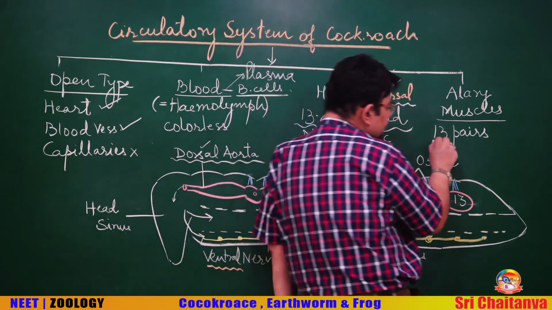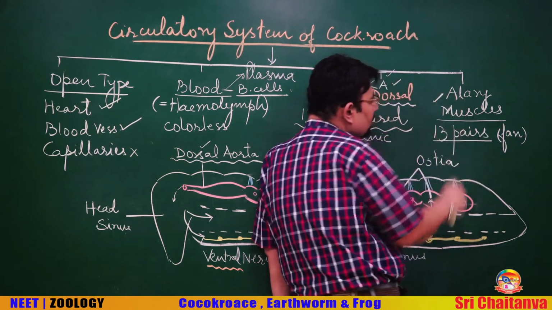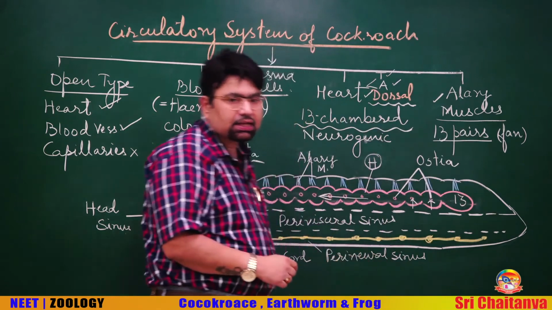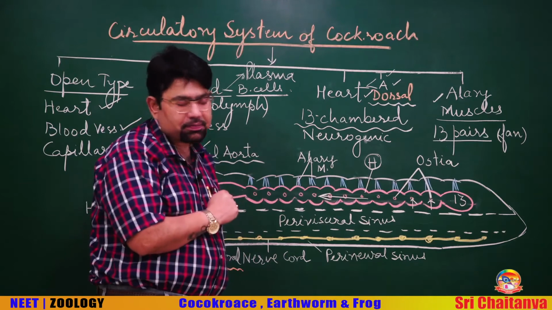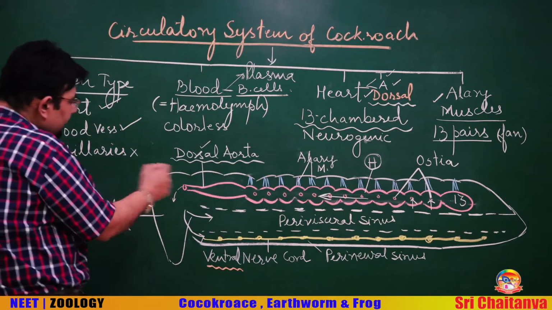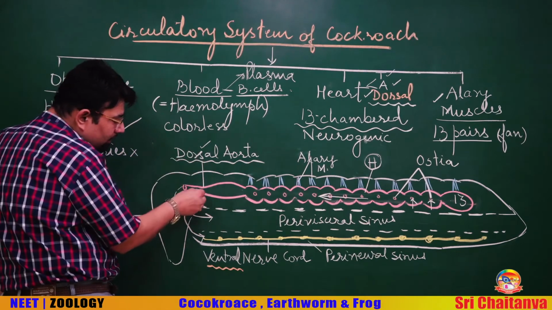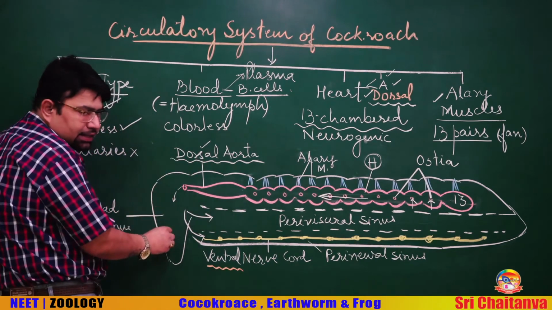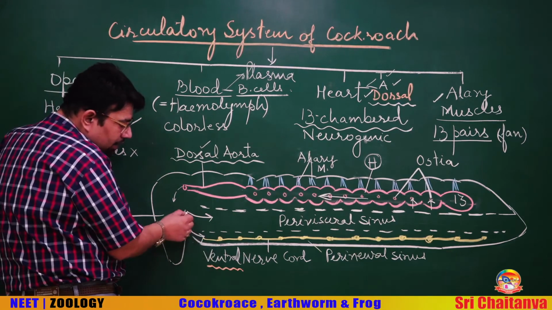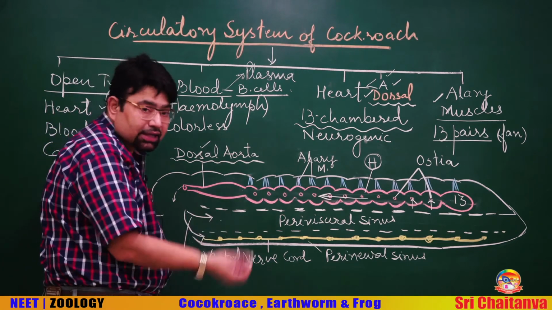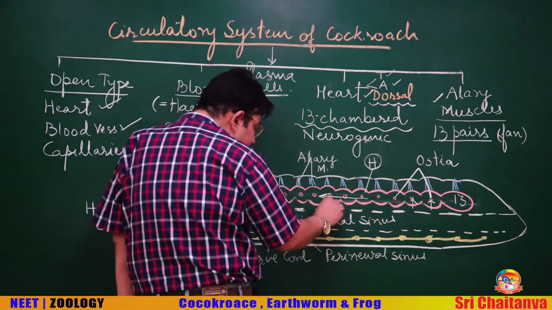Then there are 13 pairs of fan shaped muscles called alary muscles. They also help in movement of the blood. Now the direction of blood, as I told you, is from back to front. This is the dorsal aorta, from the dorsal aorta into the head sinus. From the head sinus back into perineural and perivisceral.